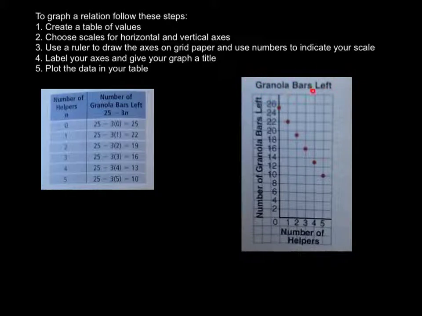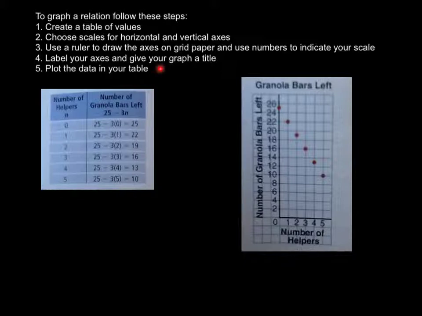This graph here is looking at granola bars that are left over. We have our number of helpers, and we have the number of granola bars left. Like I said, there was a word problem on page 31/32 to go with this table of values and this graph. So if you want to read that question to get a better sense of how they came up with these titles, please feel free to do that. And then the last one, plot the data in your table.